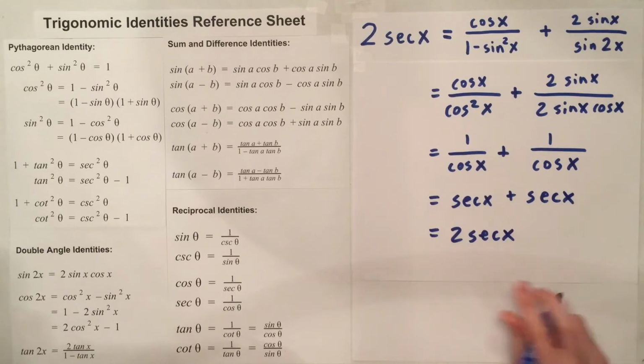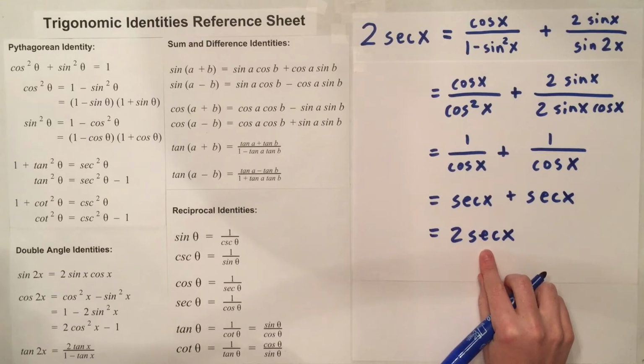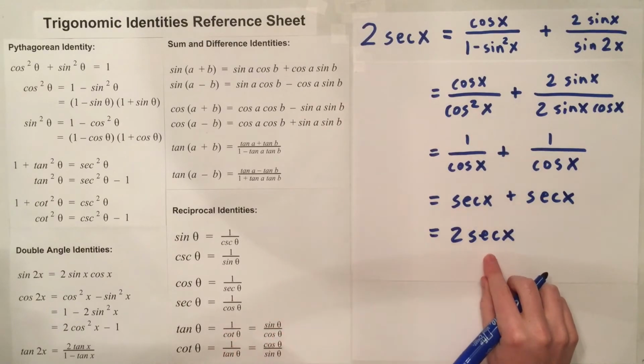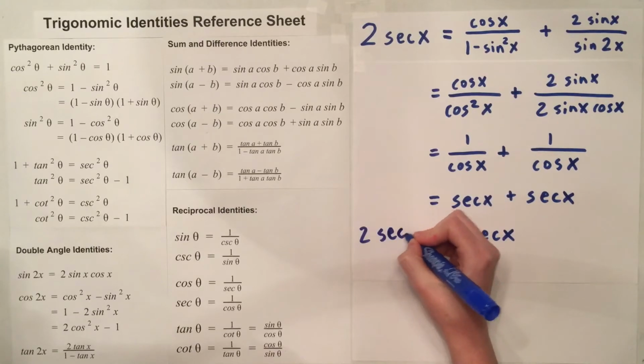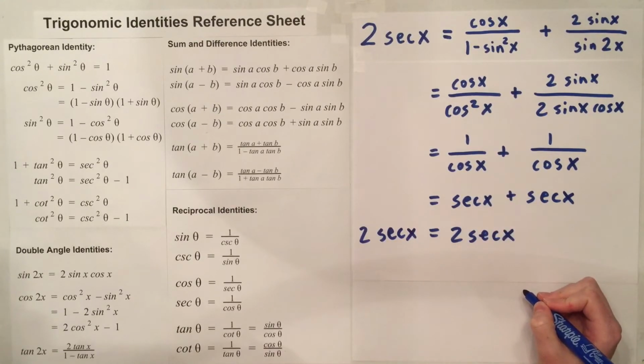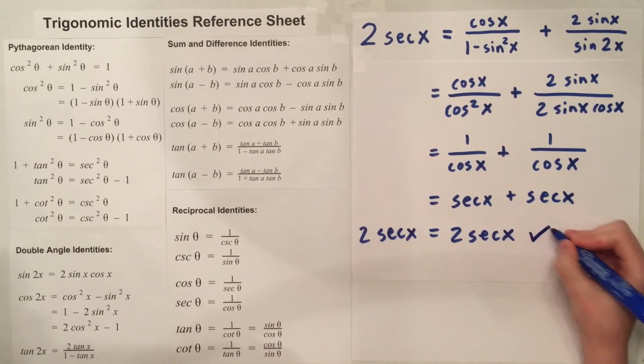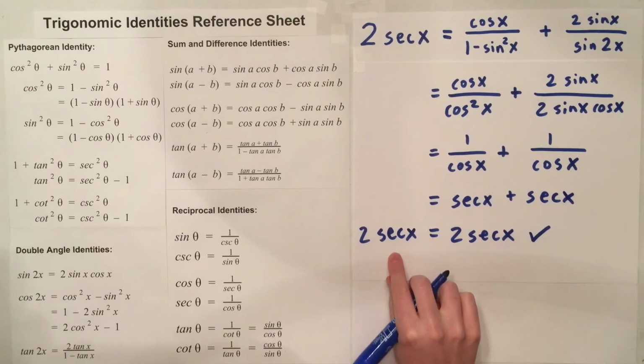And now, we have made the right side of the equation look the same as the left, so we can bring down the left side of the equation. And we have finished our proof, because the right matches the left.